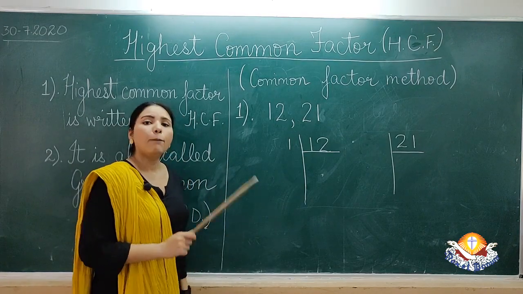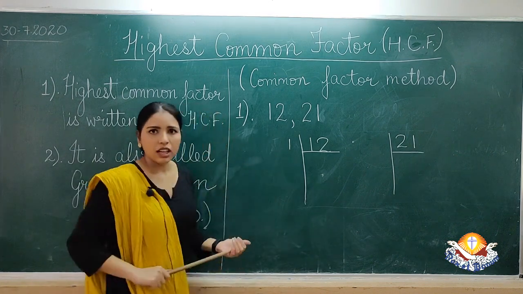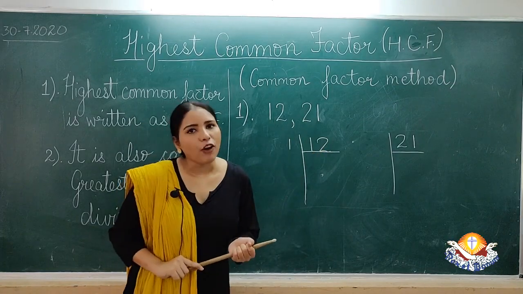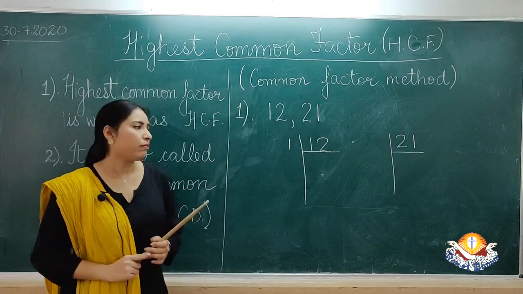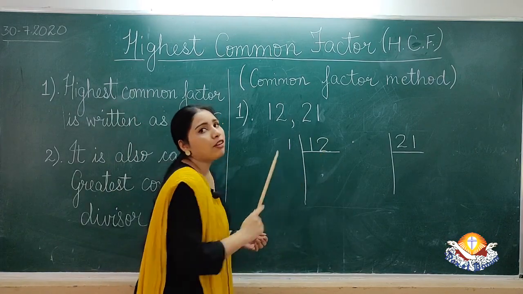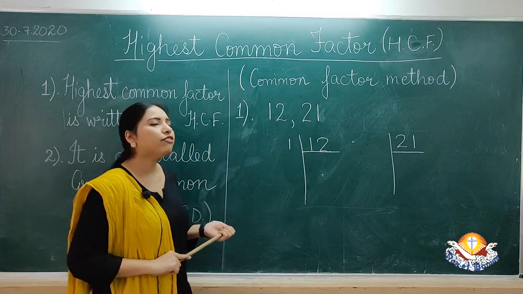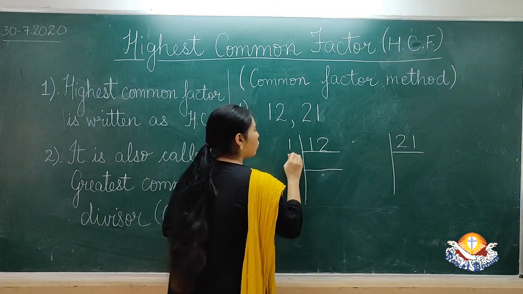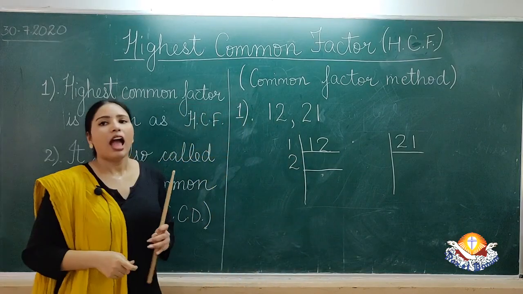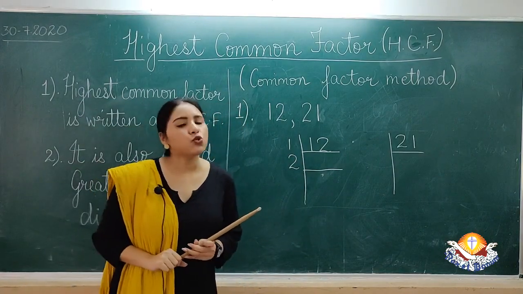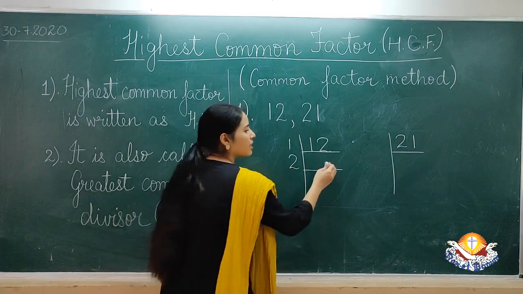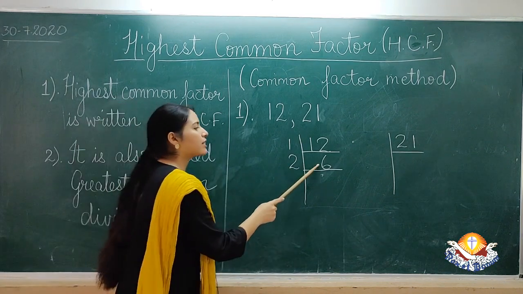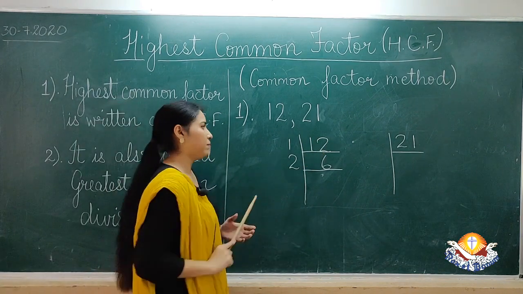But before writing any number over here, we first have to see whether 12 comes in the table of that number or not. So as we know the table of 2, we know that 12 comes in the table of 2. So we write 2 over here, and 2 6s are 12. So we write 6 here on the right hand side. That means 2 6s are 12.